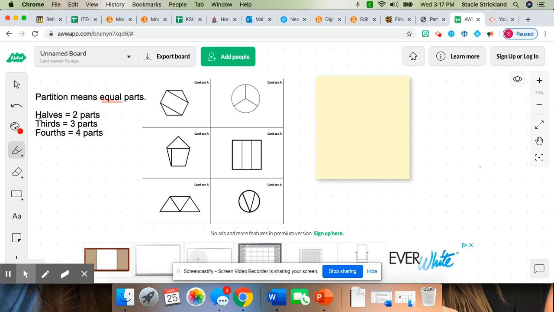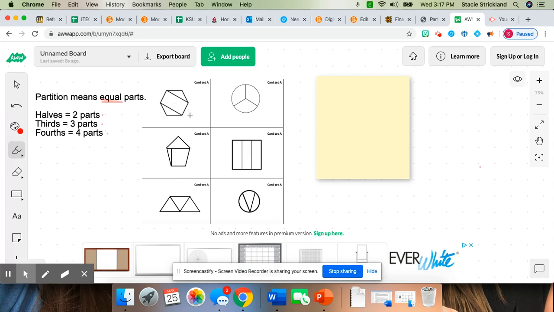Okay, if we're partitioning into halves, that means we're partitioning into 2 parts. If we're partitioning into thirds, 3 parts. And yesterday you learned that fourths is going to be 4 parts. So being able to count those parts out when you see them is going to help you figure out whether it's partitioned into halves, thirds, or fourths.